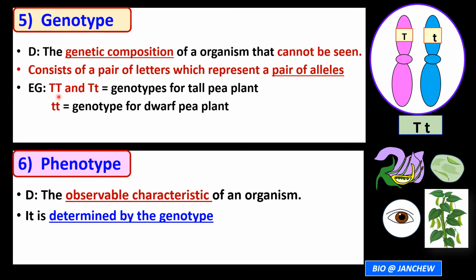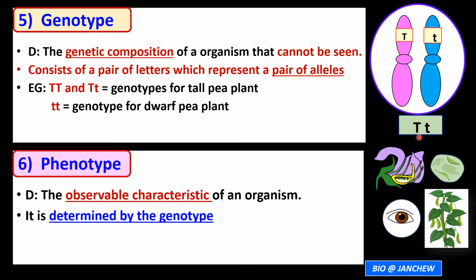So big T, big T and big T, small t are the genotypes for the tall pea plant in Mendel's experiment, which we studied in the first video, right? And small t is the genotype for the dwarf pea plant, which we also discussed in that video. To picture these genotypes, for example big T, small t, we can picture how the alleles will be found or arranged in the cell.